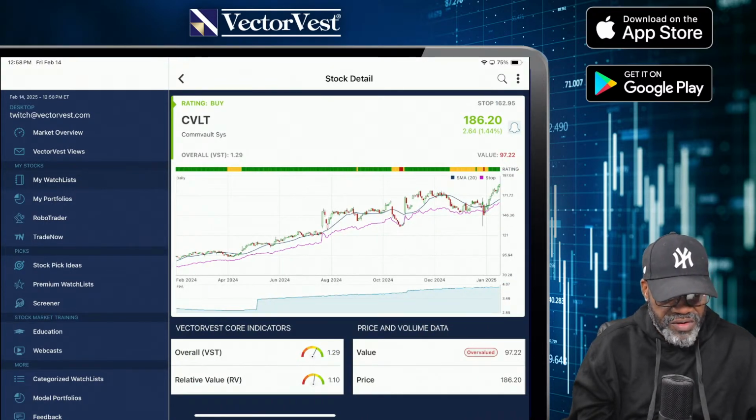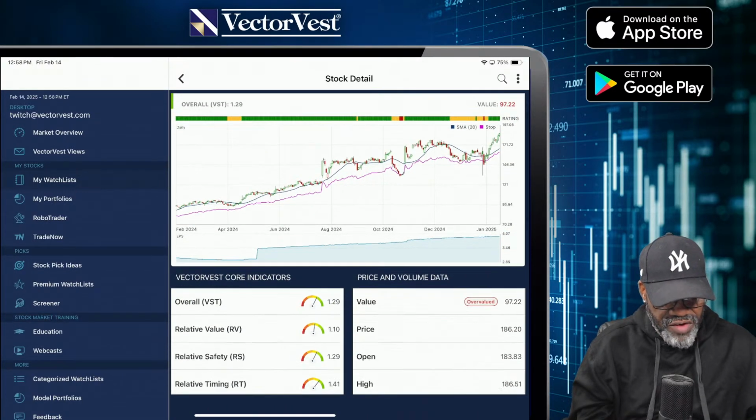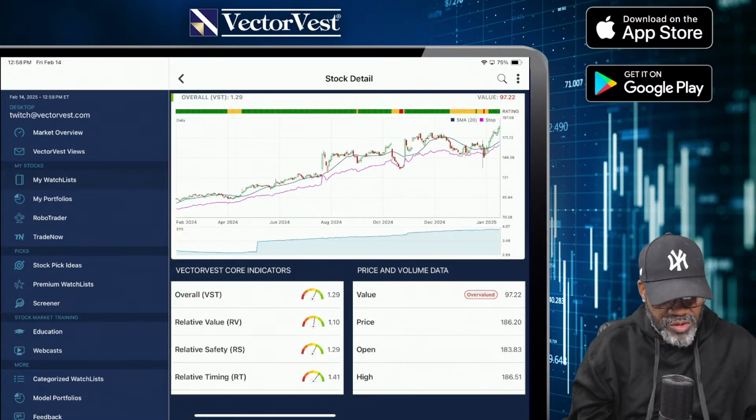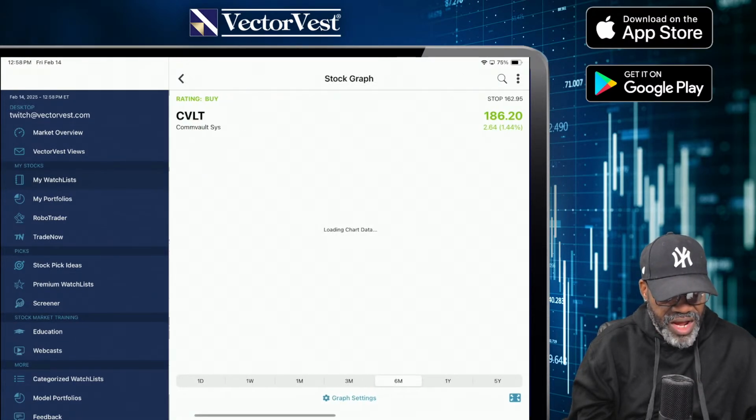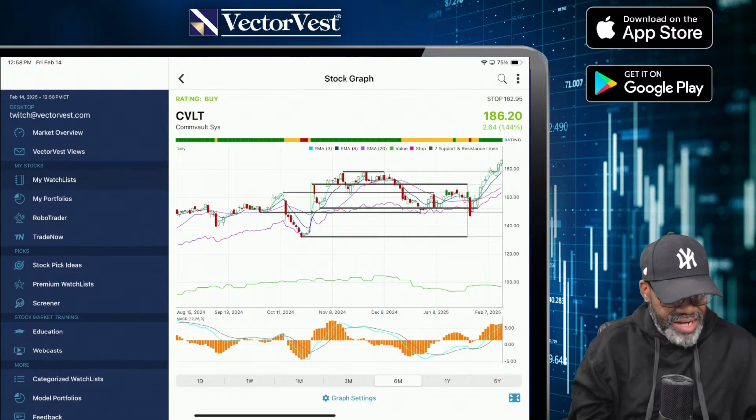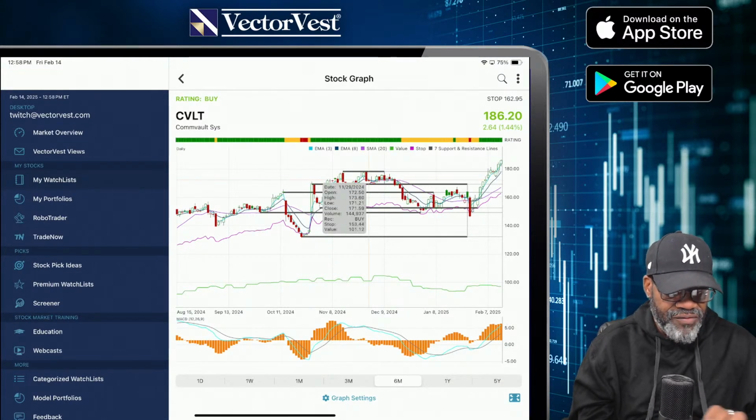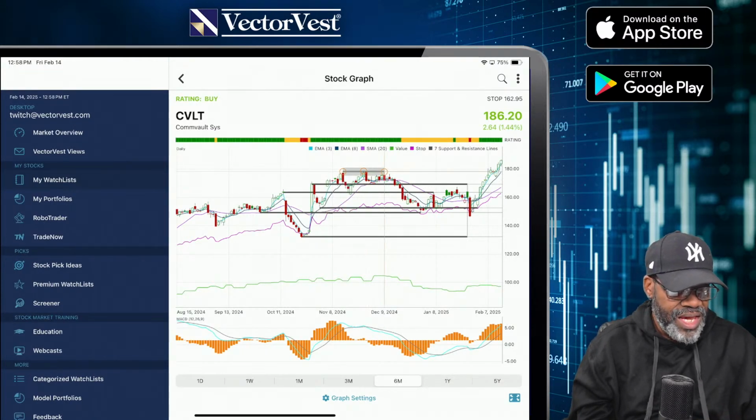CVLT, like the move. Fundamentally sound. RVRS both above, RTCI both above. Stocks moving bottom left, top right. Rising earnings. MACD is good. The stock broke through that level of resistance right there and is still moving. I'd look at 12 cents higher than the high.